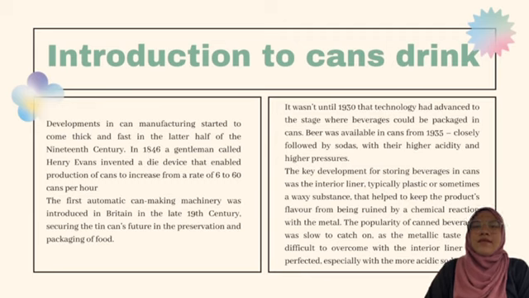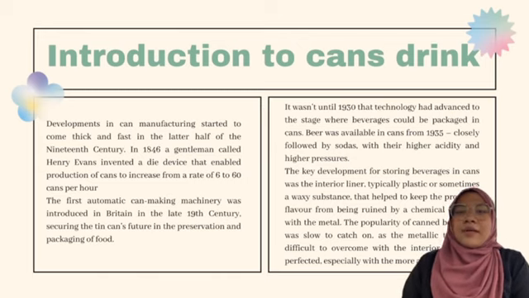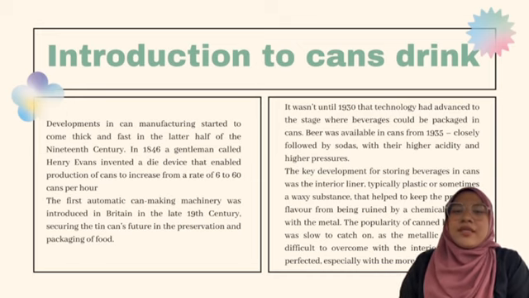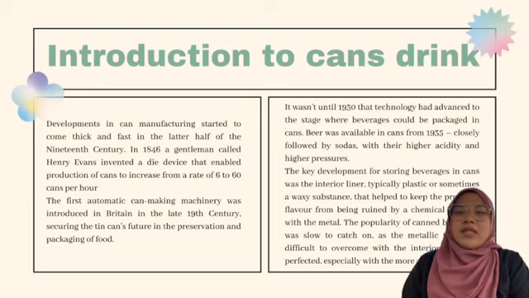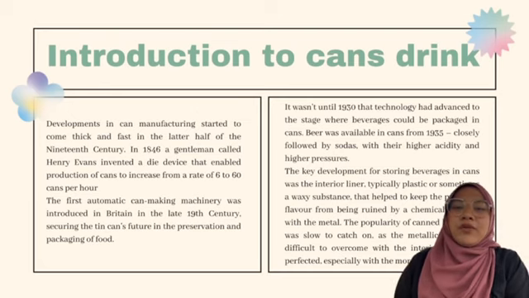Developments in can manufacturing started to come thick and fast in the latter half of the 19th century. In 1846, a gentleman called Henry Evans invented a die device that enabled production of cans to increase from a rate of 6 to 60 cans per hour. The first automatic can making machinery was introduced in Britain in the late 19th century, securing the tin can's future in the preservation and packaging of food.